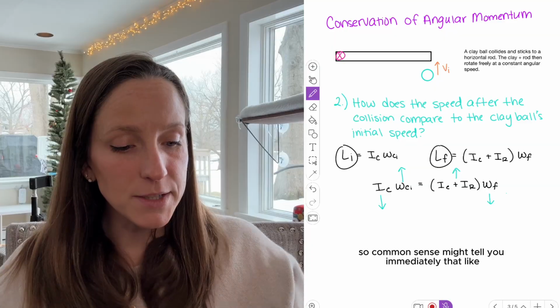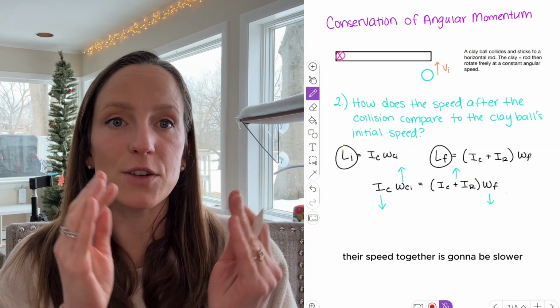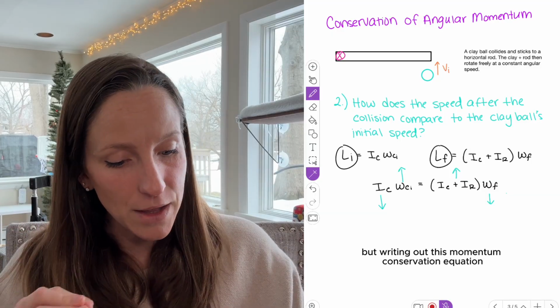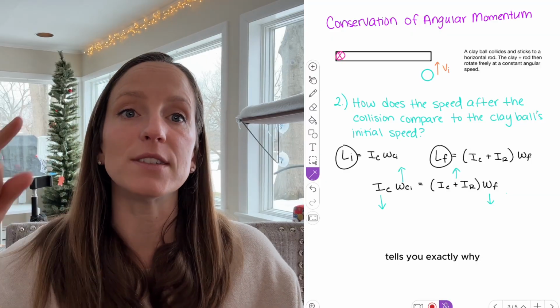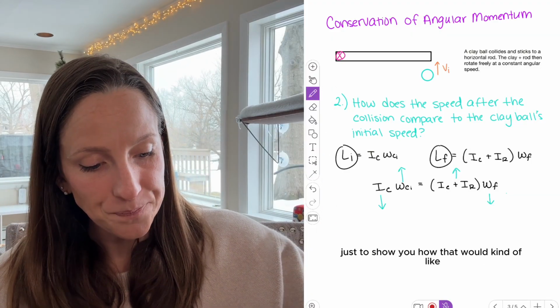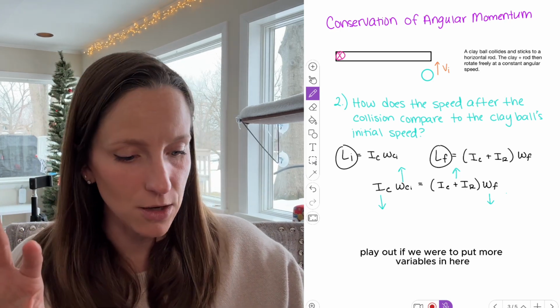So common sense might tell you immediately that in this collision, after it occurs, their speed together is going to be slower than the speed of the clay ball by itself. But writing out this momentum conservation equation tells you exactly why. I'm going to take it a step further to show you how that would play out if we put more variables in here.